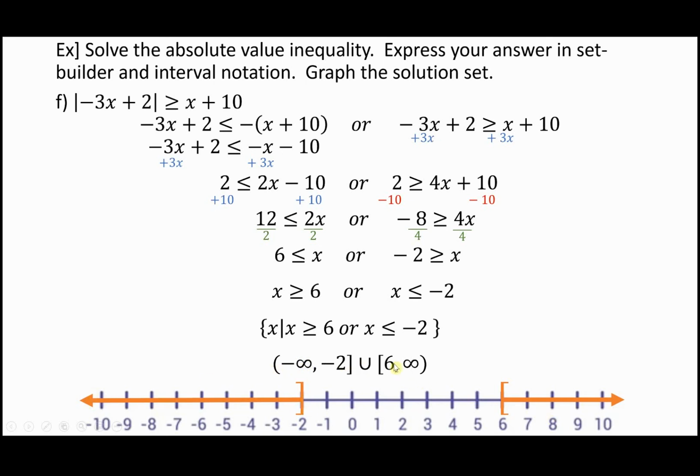There are lots of connections between the graph and the interval notation. You are unifying this set over here going from negative infinity, that's coloring in this arrow point here, and going all the way up to negative 2 and including that endpoint, hence the bracket, and I'm unifying it with this other set starting at 6, including it, hence the bracket, and going off to positive infinity.